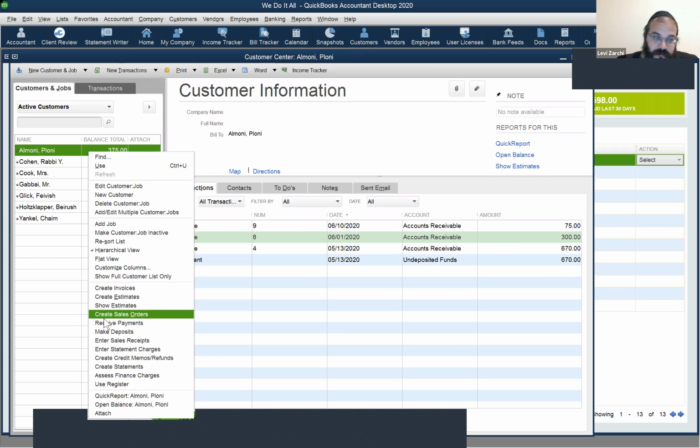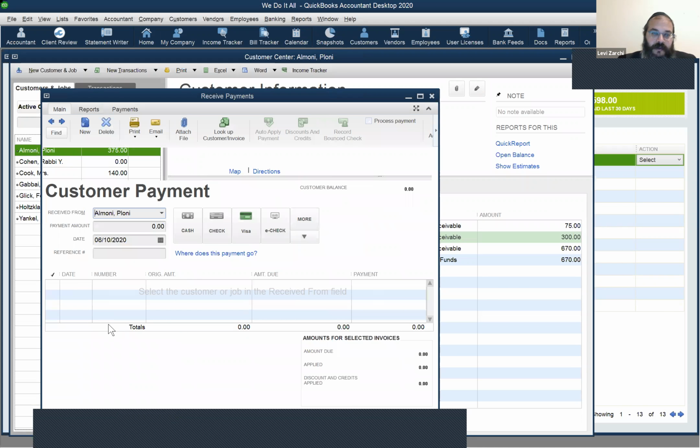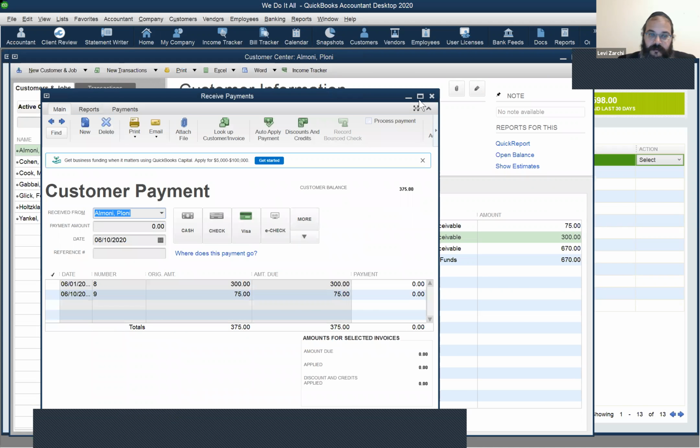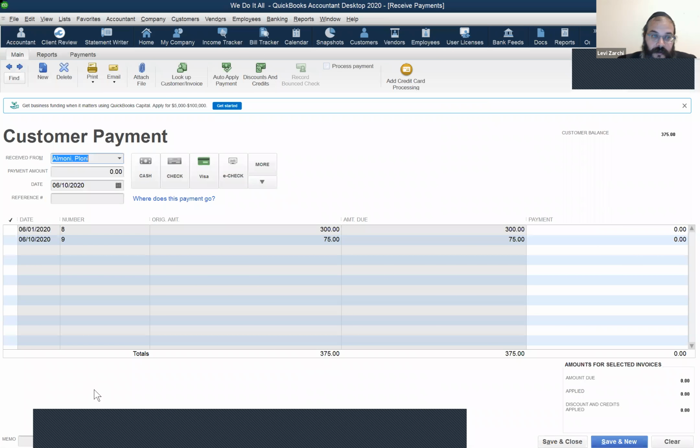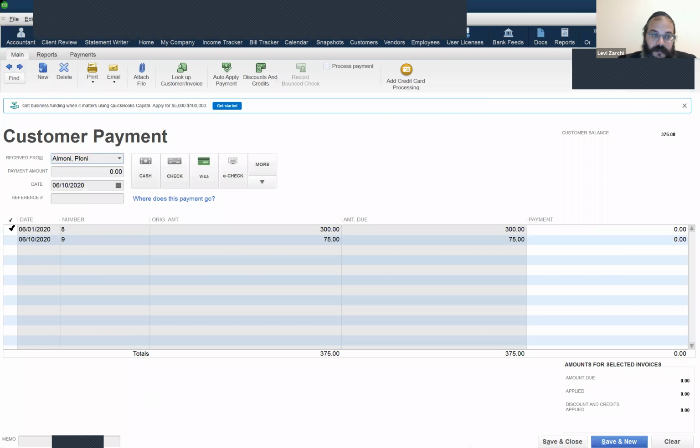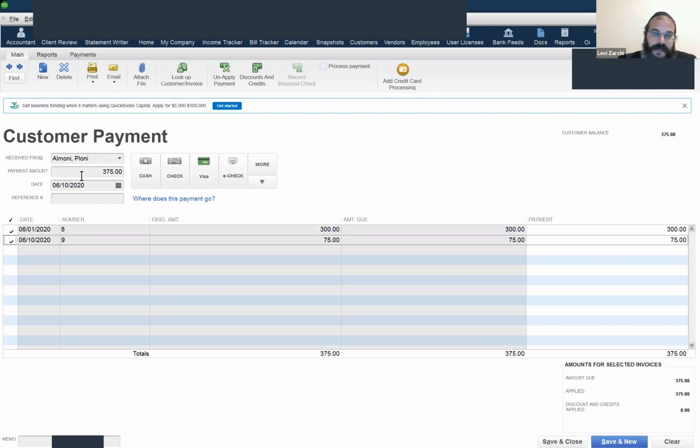And when we automatically click the invoices, now it's two invoices, you have to click one at a time. You could also, if you just click it, see it's 300, click another one, it's 75, 375. But we're going to enter $1,000 because that's what he's giving us. He's giving us $1,000, and it shows here is an overpayment of 625.